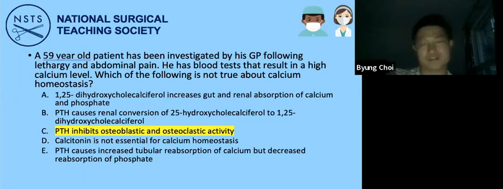calcitonin is secreted by parafollicular cells in the thyroid gland, in response to hypercalcemia, and it inhibits reabsorption of calcium and phosphate, so it inhibits osteoclasts. But its effect isn't as dramatic, as significant or quick as parathyroid hormone. But again, appreciate that.